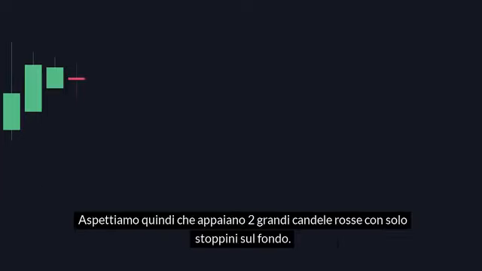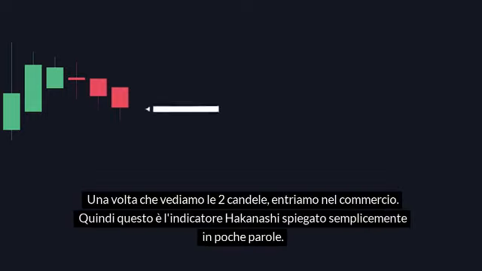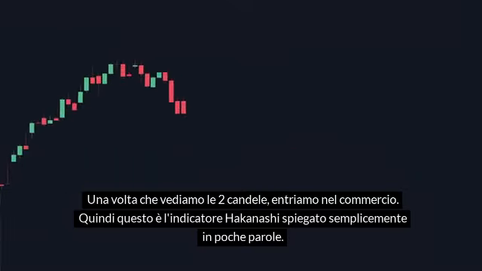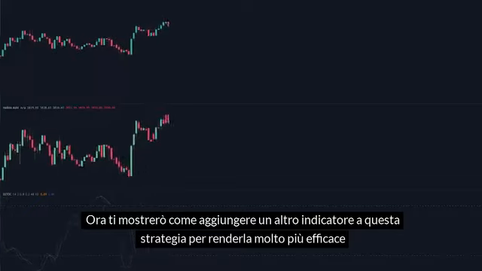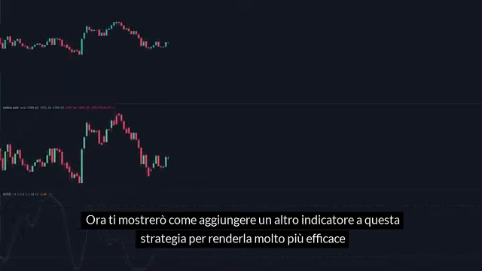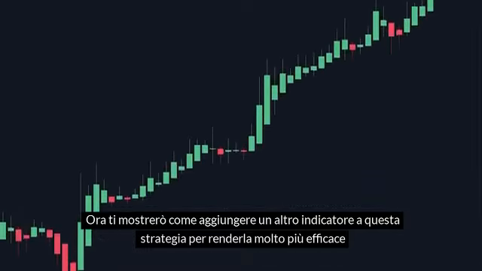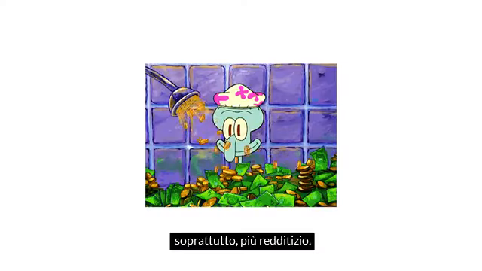Let me show you an example of a short. The market is in an uptrend. We wait to see a doji candle appear in the opposite color. We then wait for 2 large red candles to appear with only wicks on the bottom. Once we see the 2 candlesticks, we enter the trade. So that's the Heikin Ashi indicator explained simply in a nutshell. Now I'm going to show you how to add another indicator to this strategy to make it that much more effective and, more importantly, more profitable.